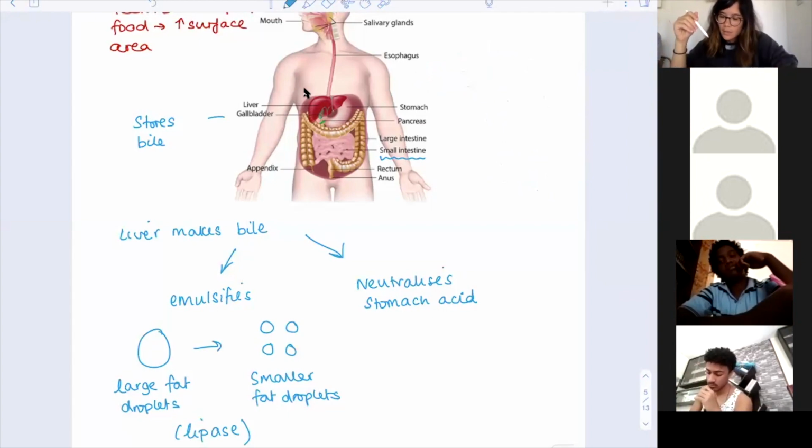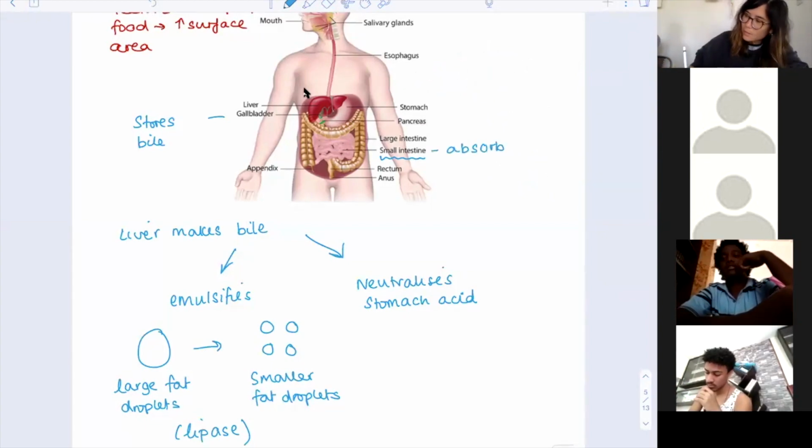Okay, moving on now, the small intestine. This is really important because after all this work we've done on our food, it's now ready to be absorbed. So it absorbs small soluble products of digestion into the blood.